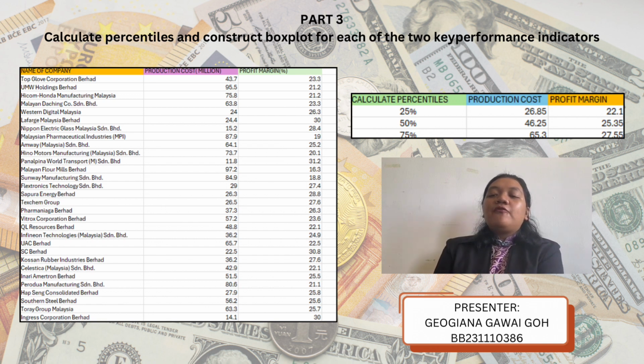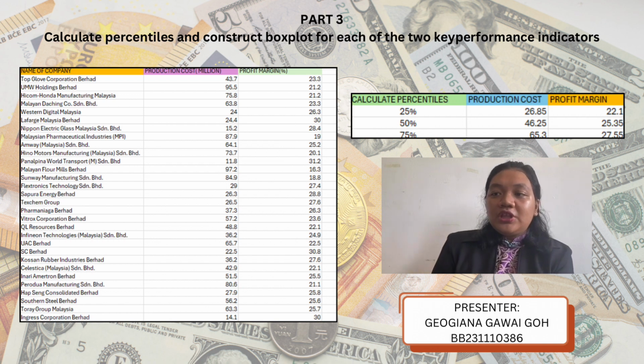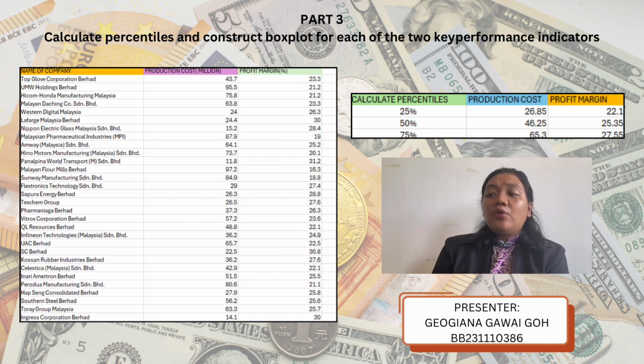The 75th percentile is 27.55, suggesting that the majority of companies maintain profit margins within a close range. The percentile values highlight a significant spread in production costs but a much narrower distribution in profit margin, which suggests consistency in profitability across companies.